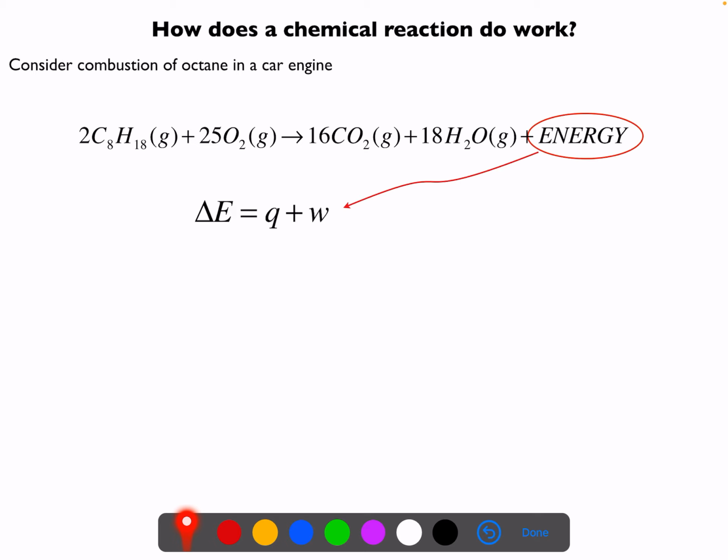So how does that actually work? Well, when your engine is running and you're burning gasoline, the delta E of this, so this energy is delta E, is going to be heat plus work. We know our engine gets hot, so actually most of the energy goes to heat, and a small portion of it goes to work. And that work moves your car. So how does that happen?